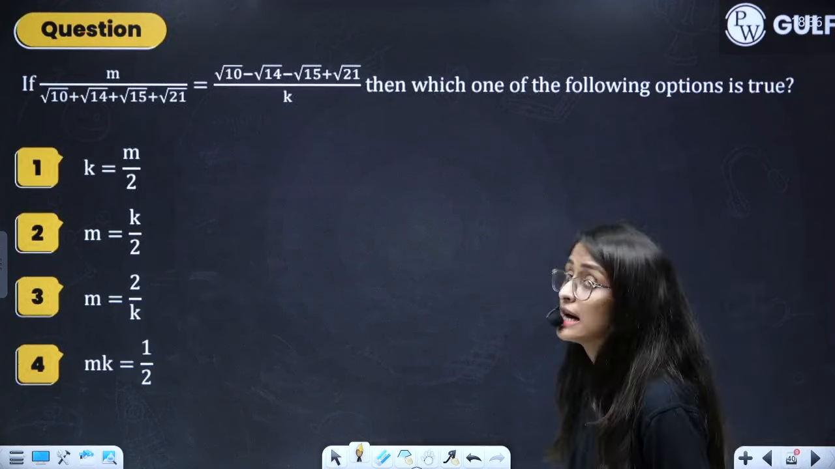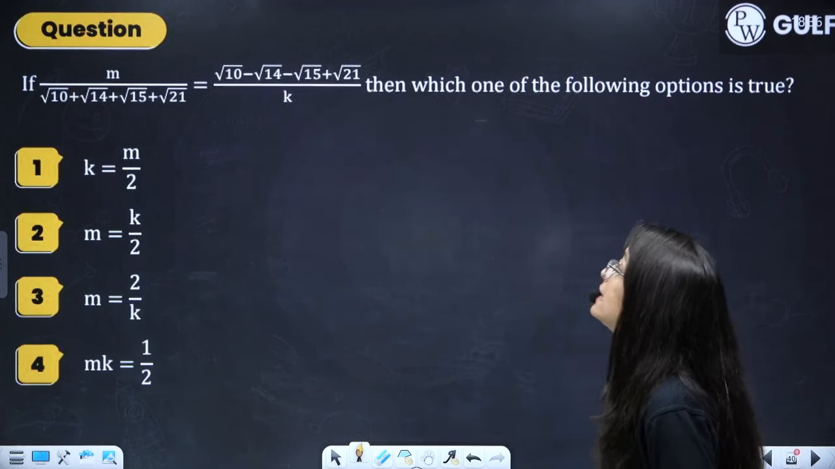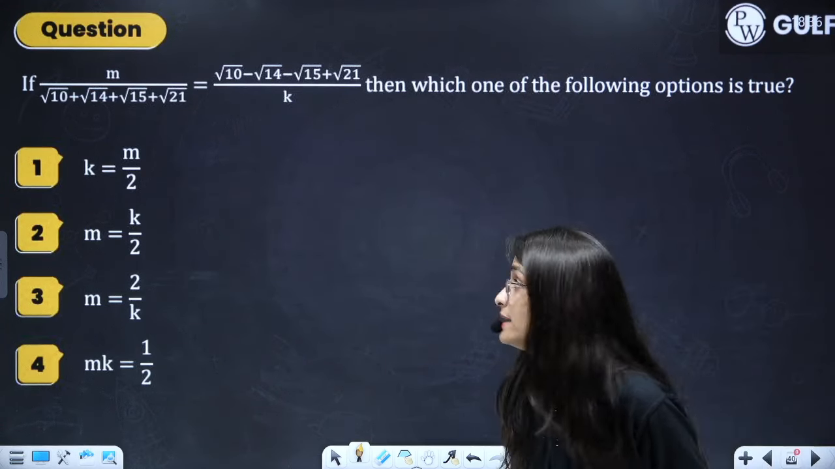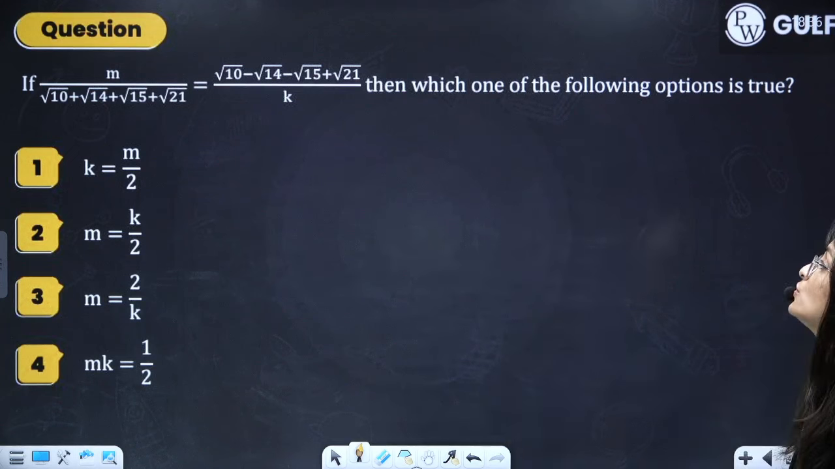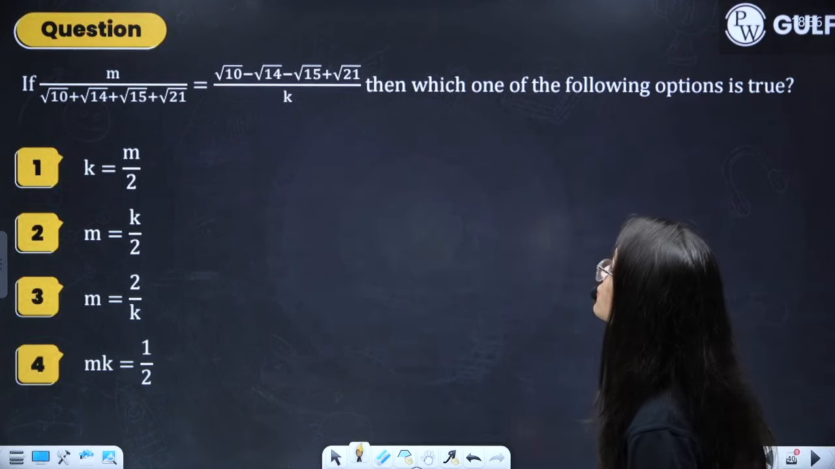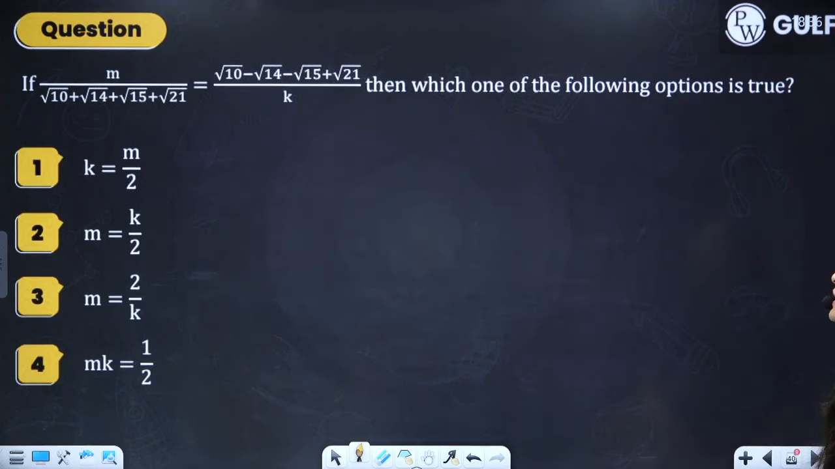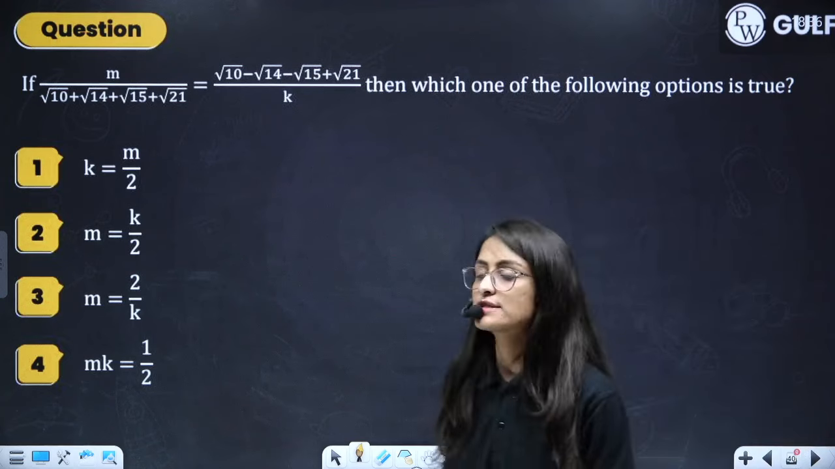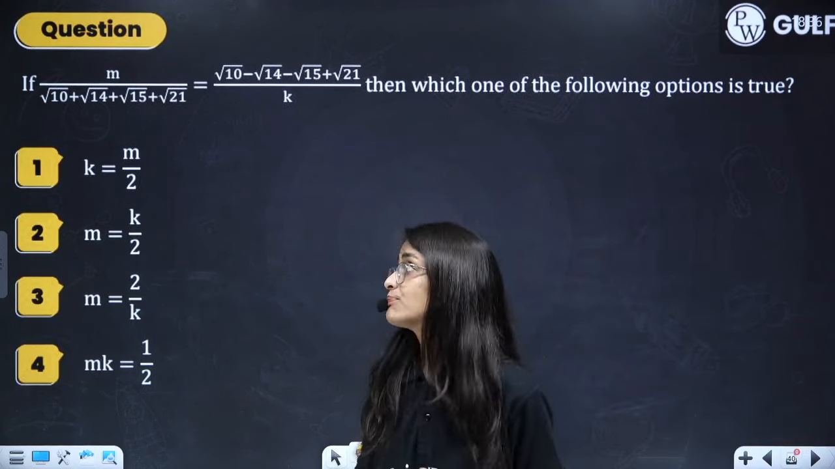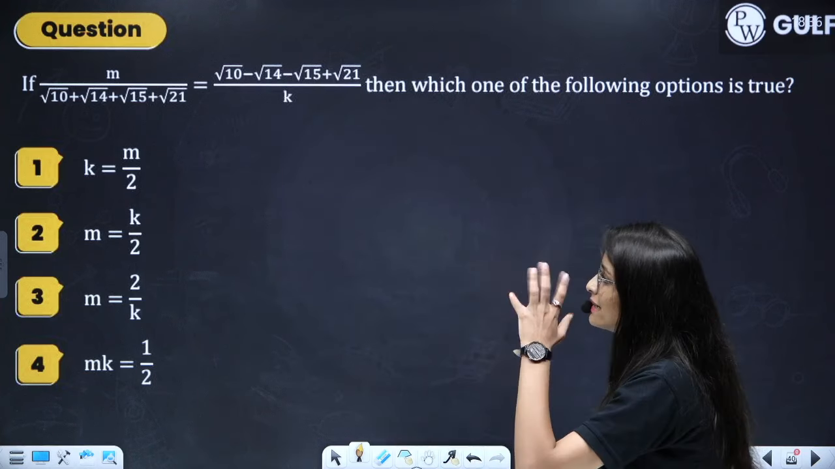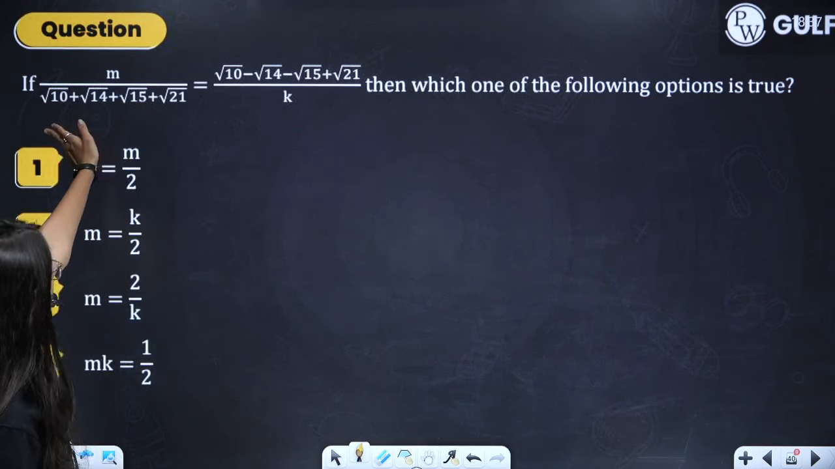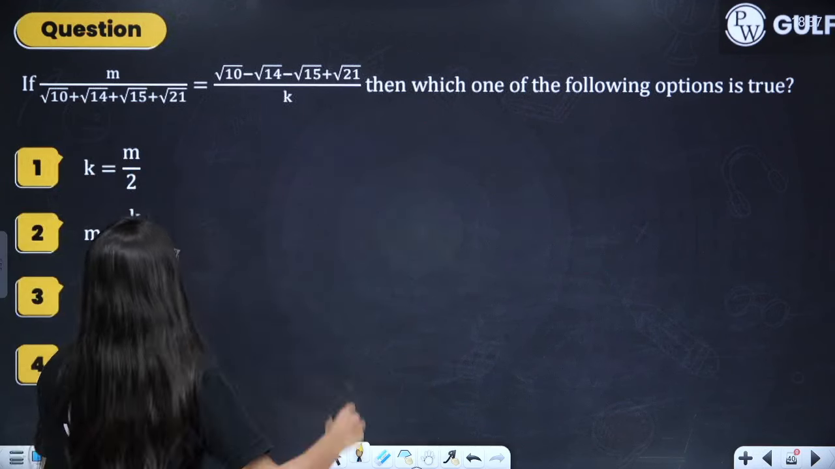Now, moving to the last question, right? If m by (root 10 plus root 14 plus root 15 plus root 21) is equal to (root 10 minus root 14 minus root 15 plus root 21) by k, then which one of the following options is true? So here you need to establish the relation between m and k. First of all, let us rearrange the terms. I'll try to bring root 21 and root 10 together.